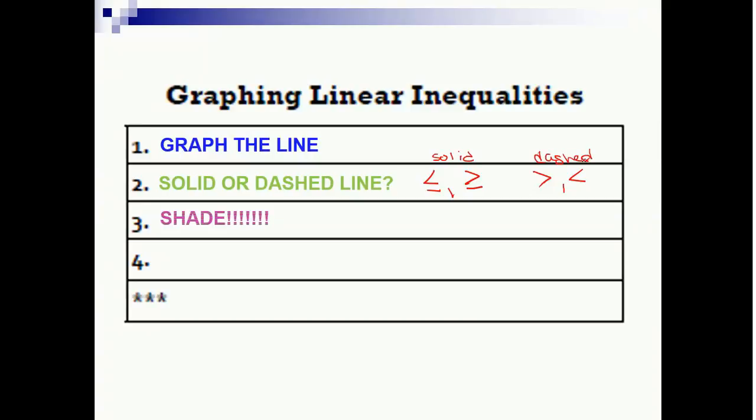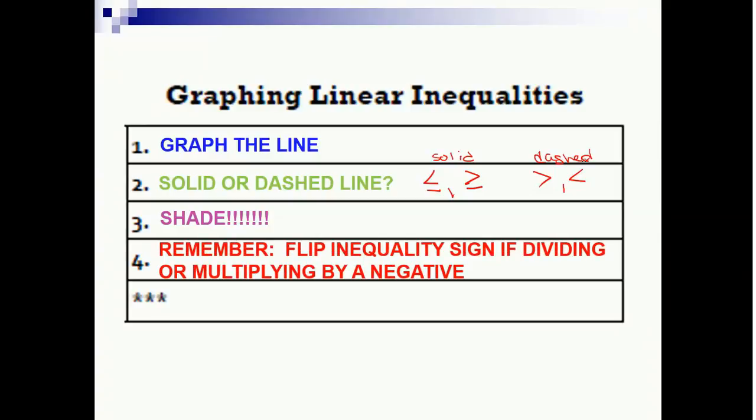Number 3, you're going to shade whichever side is true. So you're going to check a point and see, does it make that side true? And I'll show you with an example. Now, don't forget to flip that inequality sign if dividing or multiplying by a negative. You will forget it and then you'll shade the wrong side, so be careful with that.